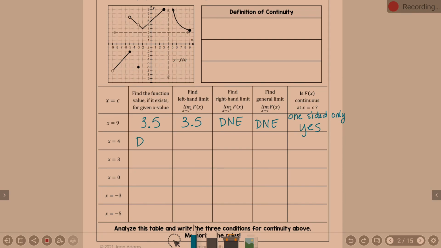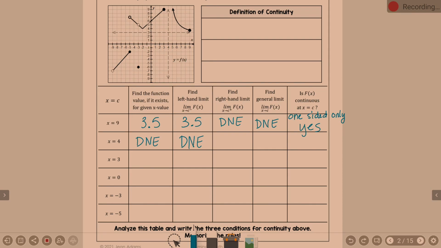Doesn't exist. The function value is D and E because at x equals 4, there is no y value because of the vertical asymptote. What about the limit from the left? Doesn't exist. Yeah, why are we saying doesn't exist on the left? There's no point. There's a point. It stops at 3. It does not approach 4. Okay? What about the limit from the right?